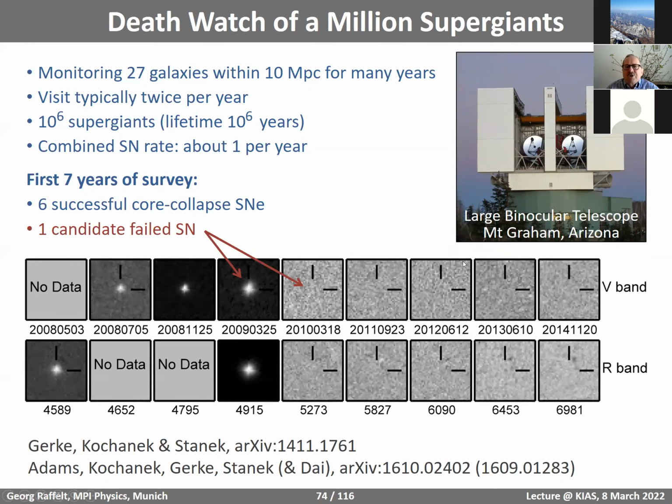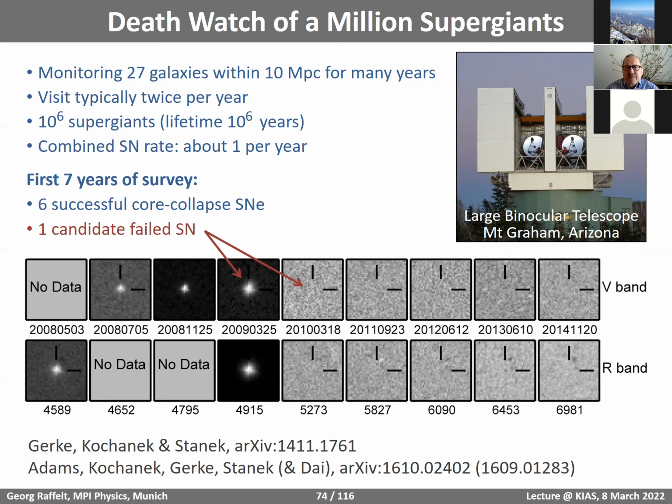So in this project, one observes about 1 million supergiants in nearby galaxies, which have a lifetime of about 1 million years until they become supernovae. And so one would expect around 1 supernova per year among 1 million supergiants. The idea with this telescope is that one looks at these several times per year. One visits each of these stars and checks if it's still there. And so if a star disappears without forming a supernova, it must have collapsed to a black hole.